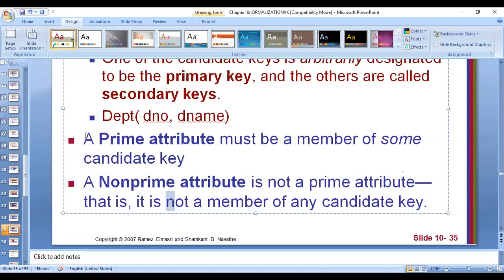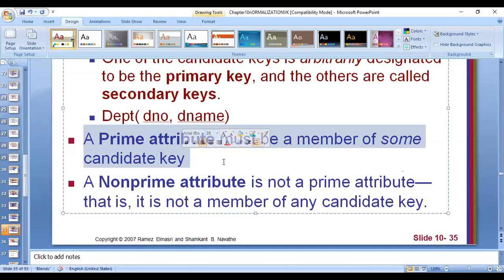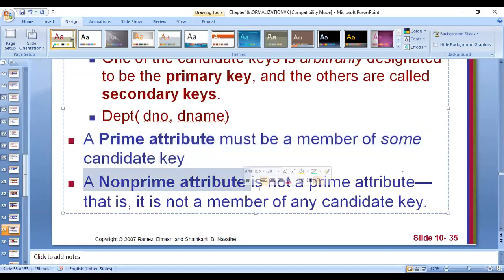So I hope you understood what is meant by a prime attribute. A prime attribute is one such attribute which uniquely identifies every tuple in a relation. In opposition to that, a non-prime attribute is an attribute which is not a prime attribute. So for example, let us take a student table.